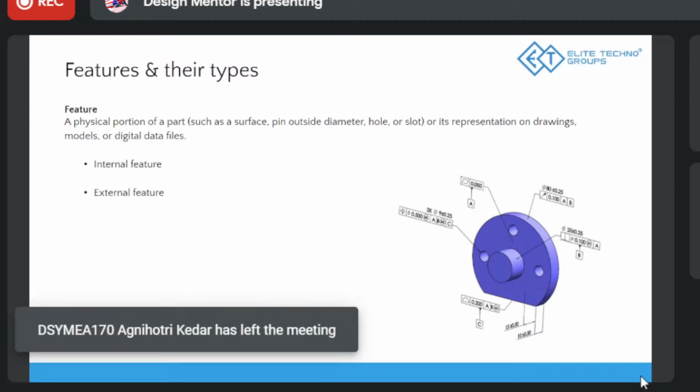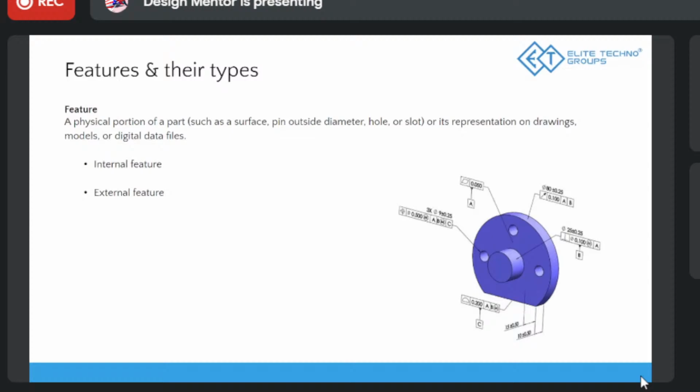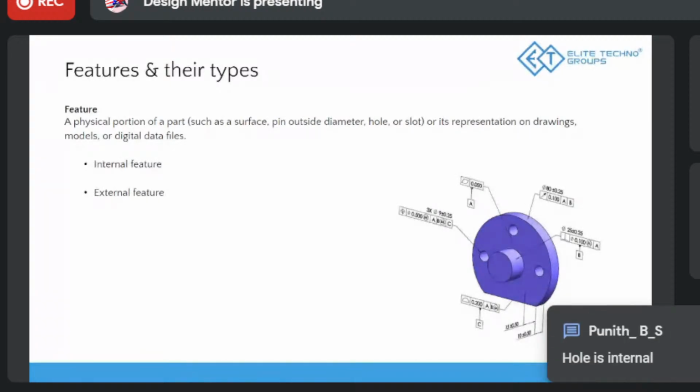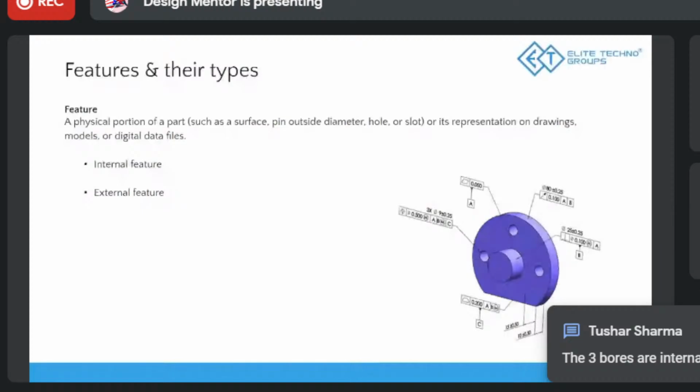Now, if you look at it, can someone say which one is internal feature, which one is external feature? It's very simple, any one of you. Sir, outer diameter is an external feature. Yeah. And holes and shaft diameter is internal feature. Holes and shaft diameter is internal.